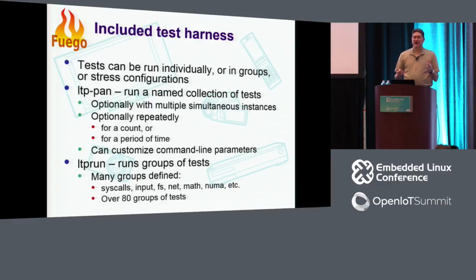But LTP PAN is a little command line tool that allows you to run a series of LTP test programs. Each program in LTP is a separate individual compiled program, and it will run a named collection of these, and it can do them repeatedly. It can run a bunch of them in parallel, and for a period of time. You can customize the command line parameters. It's pretty flexible, and this is, I think, intended to allow you to do stress testing over a long period of time.